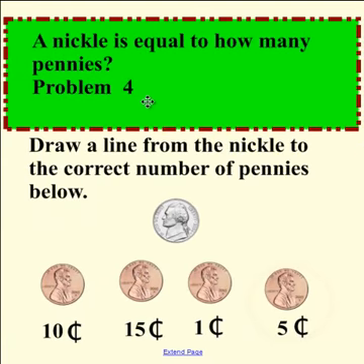Problem 4. Please do not pick up a pen until you're asked to do so. What we'd like for you to do is draw a line from the nickel to the correct number of pennies listed below. We have 10 pennies, 15 pennies, 1 penny, or 5 pennies. If you would, please pick up a pen and do that now.